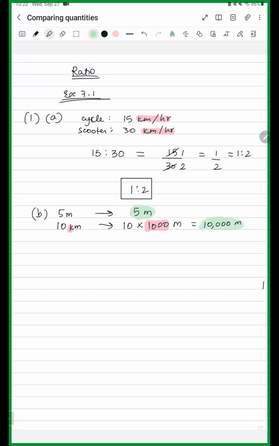So it will be 5 meters by 10,000 meters. The meter and meter will get cancelled. So the unit also gets cancelled. That is why a ratio does not have any unit, because the two units get cancelled. So this will be 5 ones are 5, 5 twos are 10, and then 0, 0, 0. So this is 1 by 2000. So this can be written as 1 is to 2000. This is the final answer.